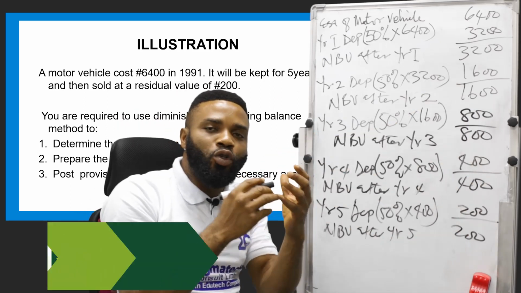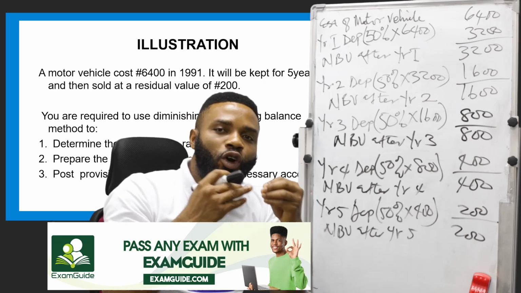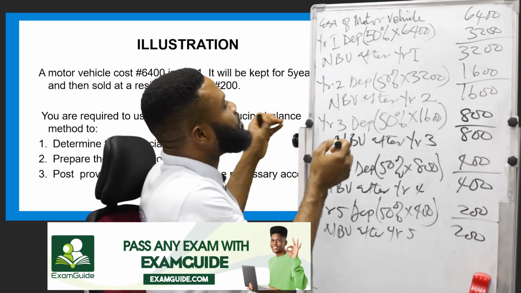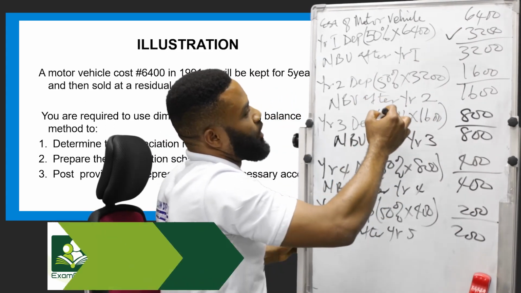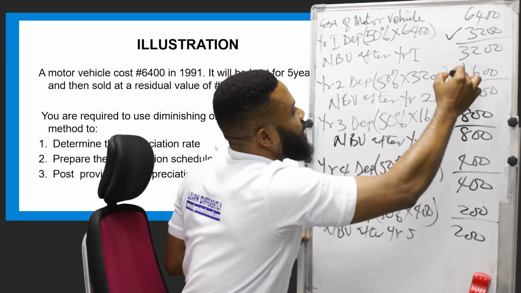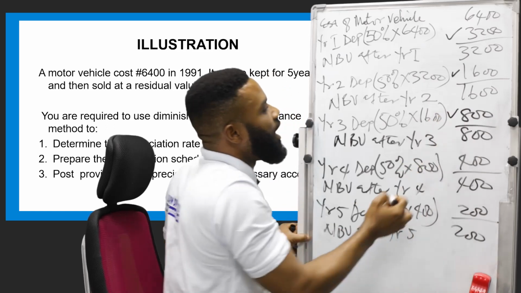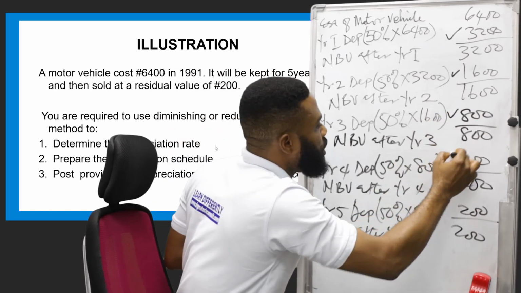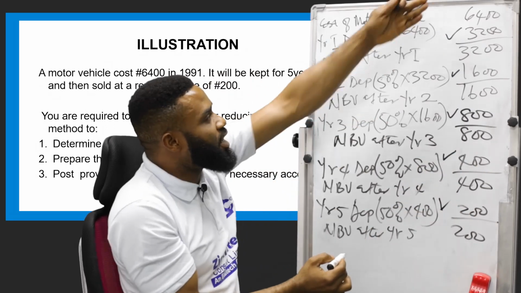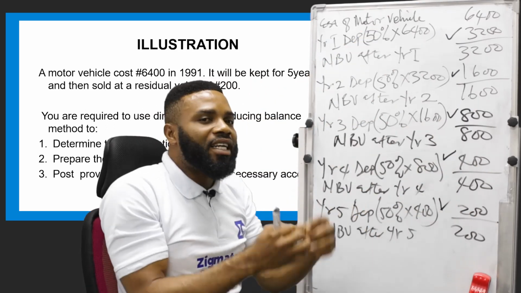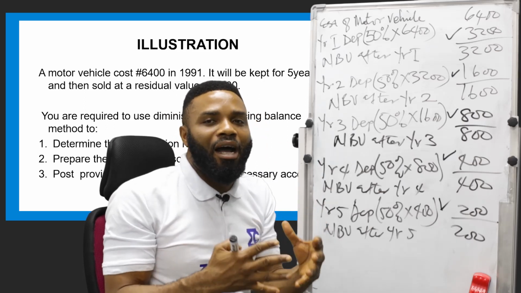So what you've been able to do now is determine the depreciation for each of the years. For year 1, the depreciation is what? 3,200. For year 2, depreciation is what? 1,600. For year 3, depreciation is what? 800. For year 4, depreciation is what? 400. For year 5, depreciation is what? 200. You can see now, I have said from the beginning that a larger amount of depreciation is charged at the beginning and a lesser amount at the end.